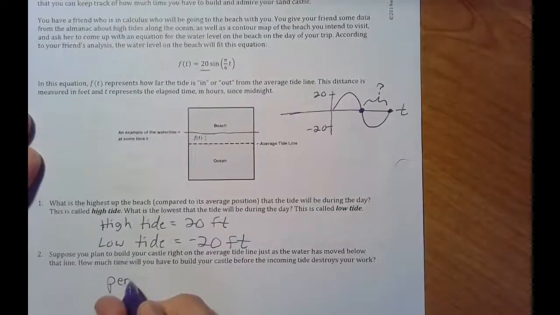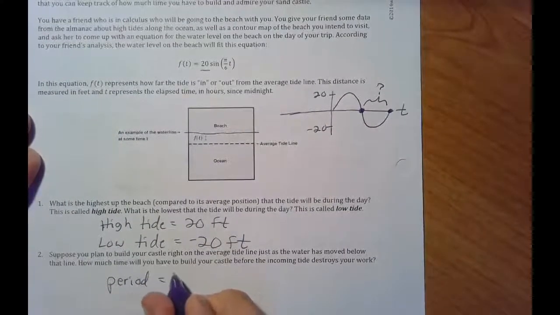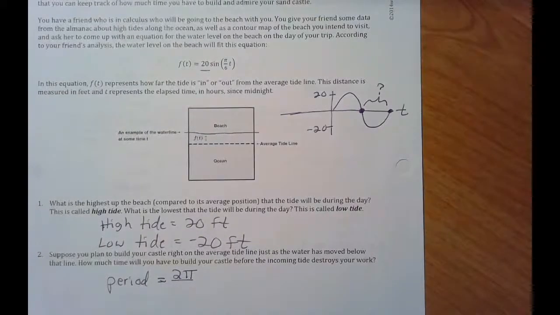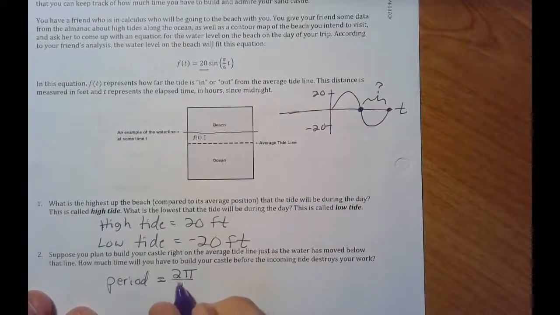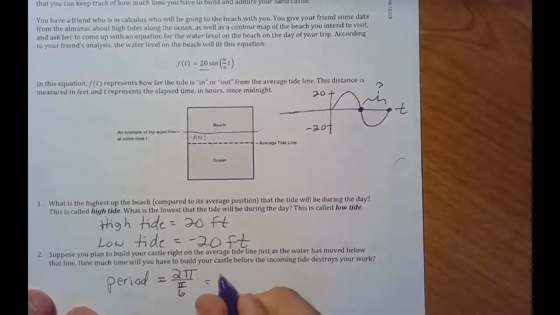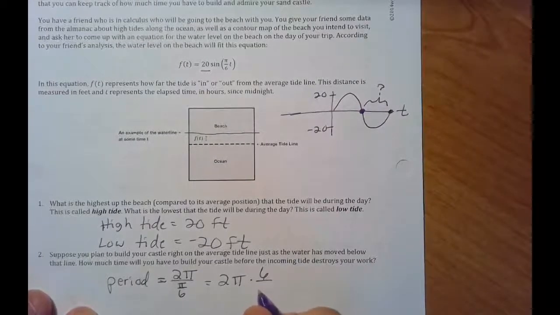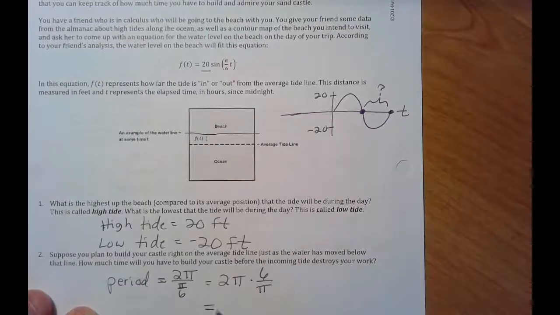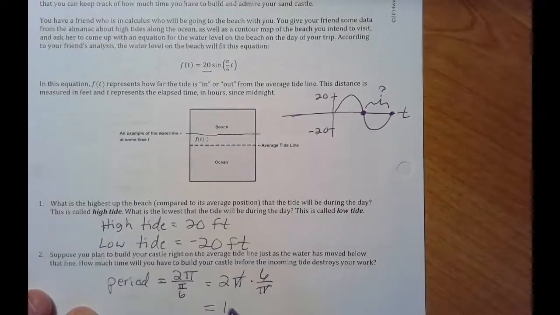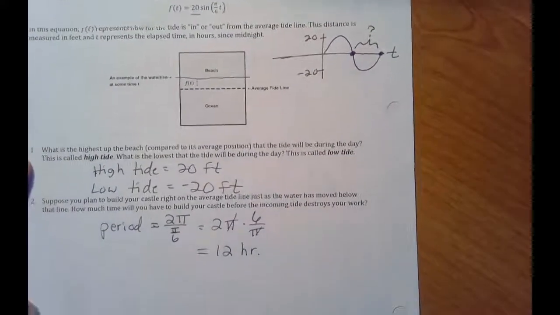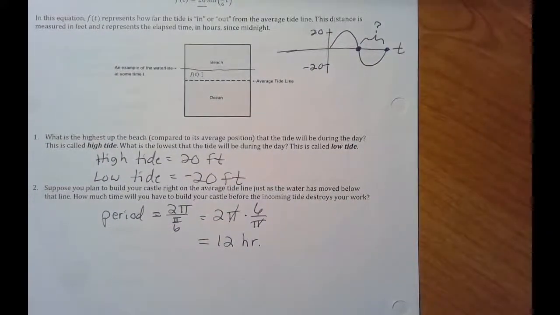So as we've seen before, the period is 2 pi divided by the coefficient in front of the variable, so that is pi over 6. So 2 pi divided by pi over 6 is equivalent to multiplying by 6 over pi, and that would simplify to 12. So the period of this graph is going to be 12 hours. Okay, so that's how long it's going to take to show one period of this graph.